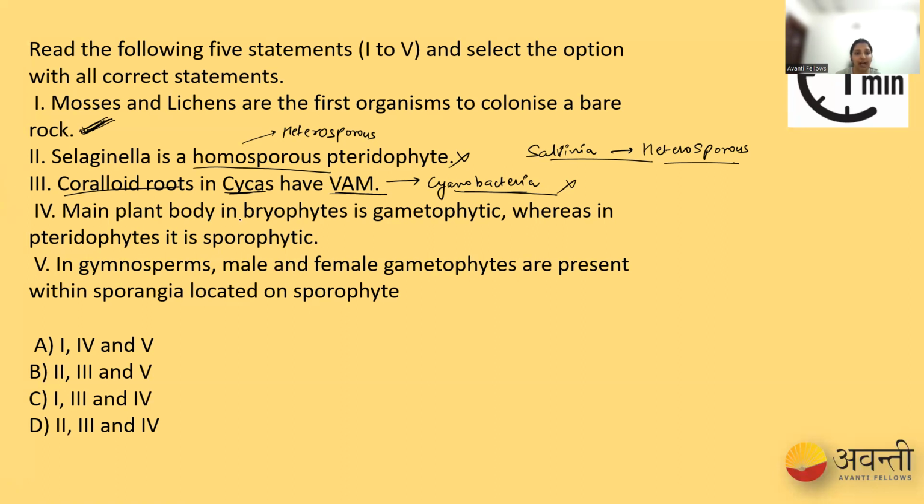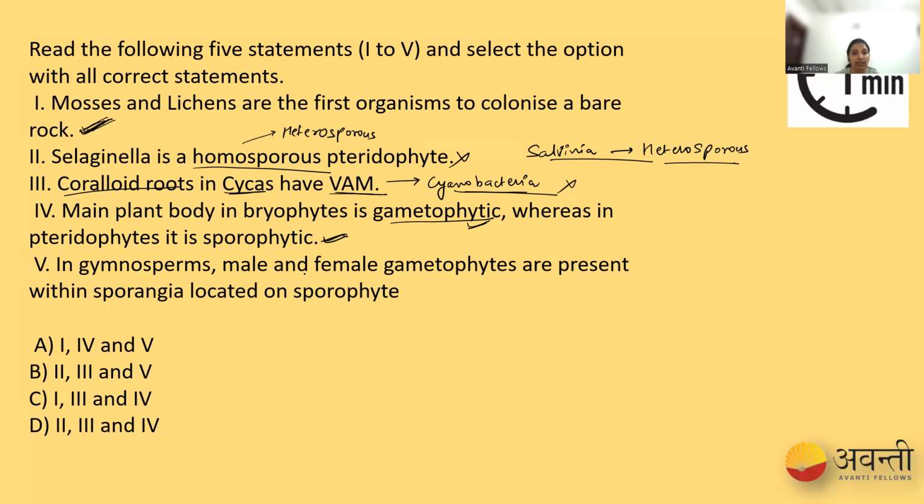Number 4 says the main plant body in bryophyte is gametophyte, absolutely correct, whereas in pteridophyte, it is sporophyte. Yes, this statement is absolutely correct because in bryophyte, the main dominant independent plant body is gametophyte, whereas in pteridophyte, the independent dominant main plant body is sporophyte.